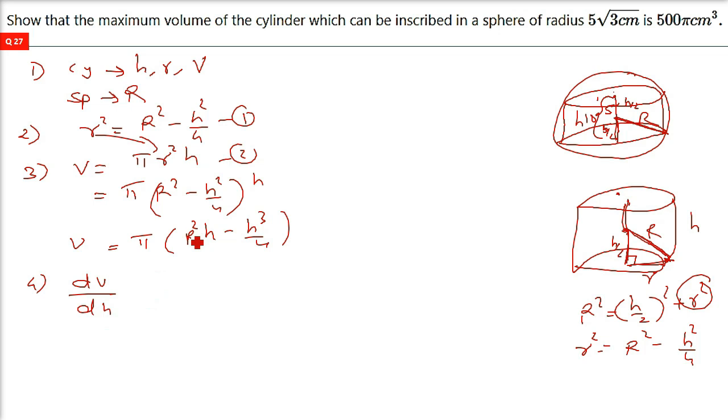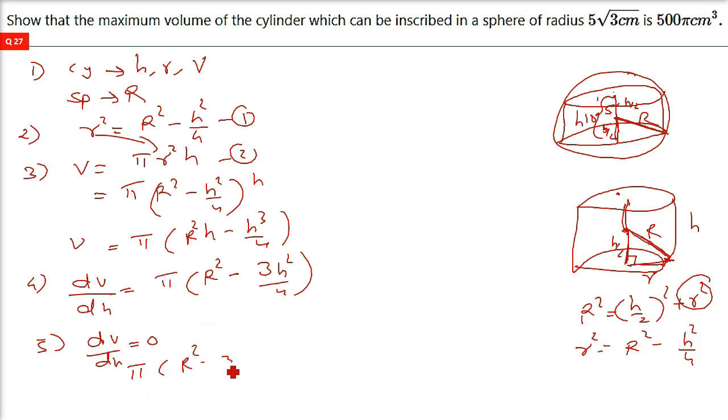When we differentiate this, of course, we keep the radius constant because it is already given in the question. It is 5√3. So this is going to be dV by dh, which is pi into (R square minus 3h square by 4). And then the next step, which is the fifth one, is dV by dh equals 0. Now pi into (R square minus 3h square by 4) is 0, and then we'll get a relationship between R and h. So r square will be 3h square by 4, r will be root 3 by 2 into h. From here you can get h equals 2r by root 3.